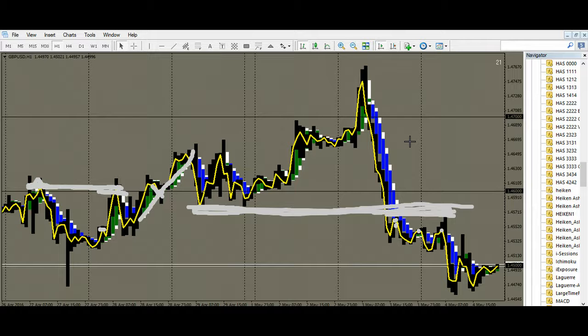So I see at least two obvious triangles on here that are only line chart based. They're not based on the wicks, but this slope down to here for me is a real compression triangle and a complete explosion, and it never looks back.